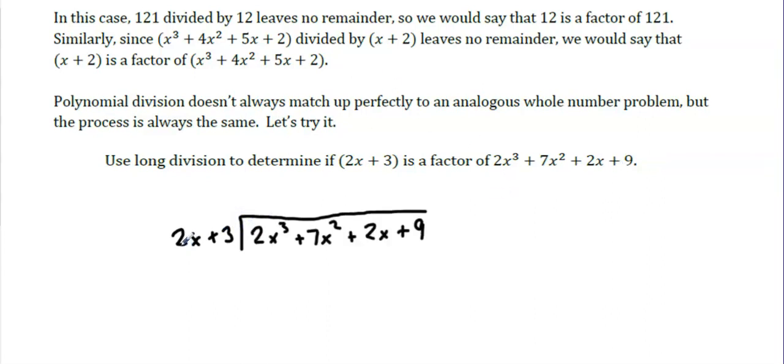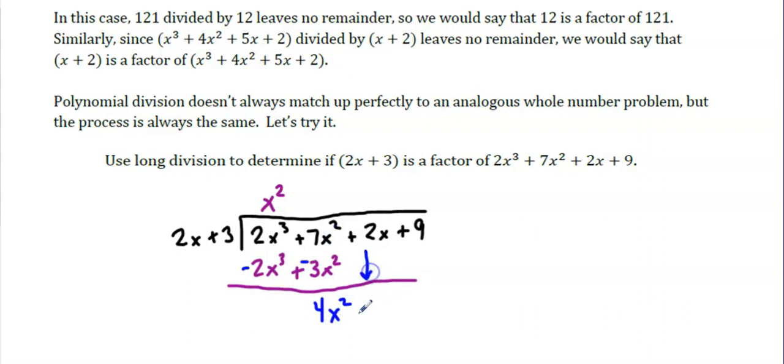So I ask myself what times 2x gives me 2x cubed, and that would be x squared. X squared times 2x gives me 2x cubed. X squared times 3 gives me 3x squared. I'll subtract and get 4x squared, and I'll bring down this plus 2x.